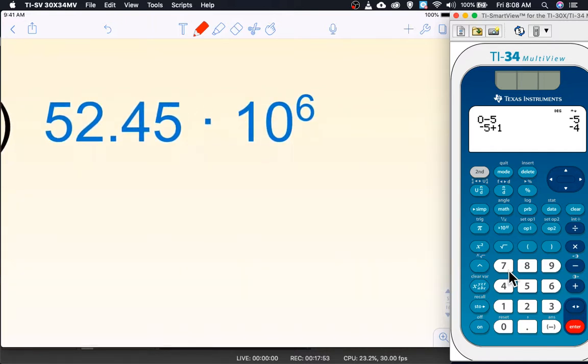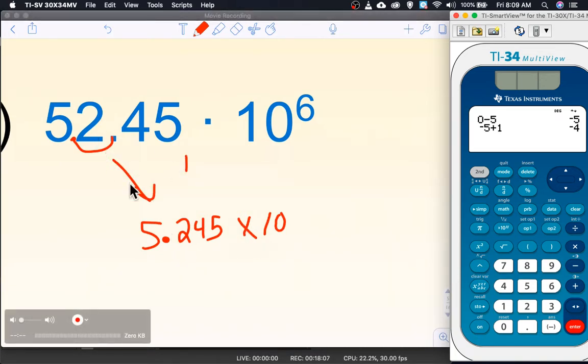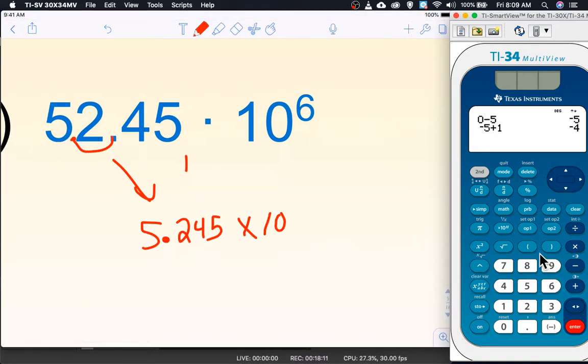All right, let's see. So 5.245, the decimal needs to be here. We would only move the decimal 1 place, and this number here got smaller. It was a 52, it's now a 5.2, so it got smaller by 1, so my exponent gets bigger by 1, 7.